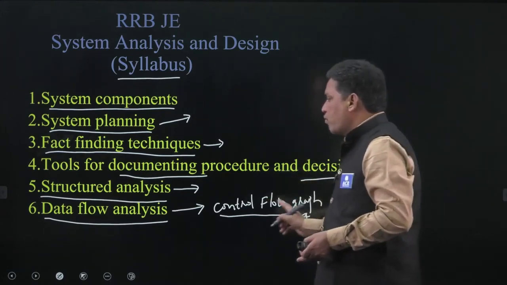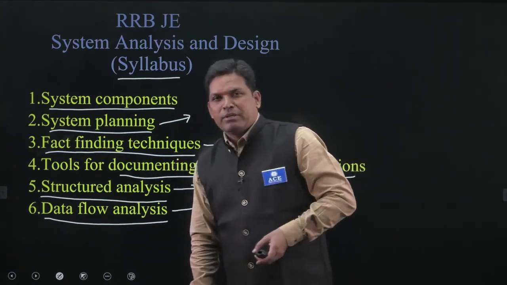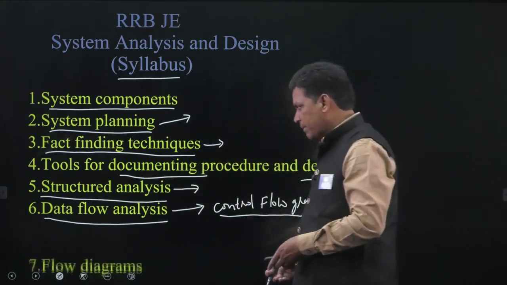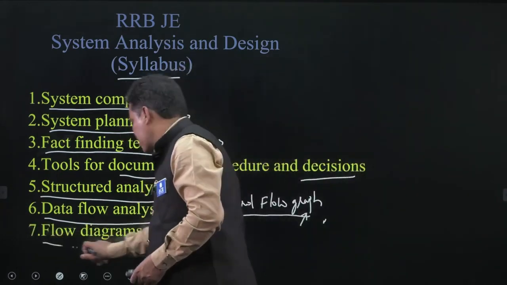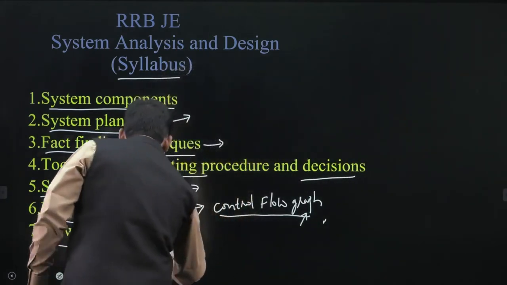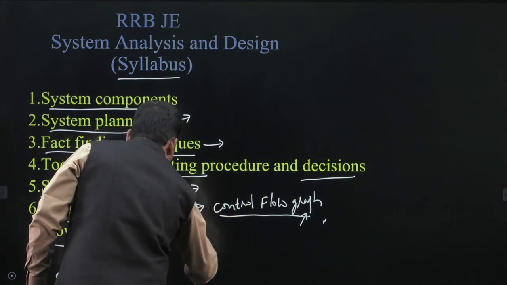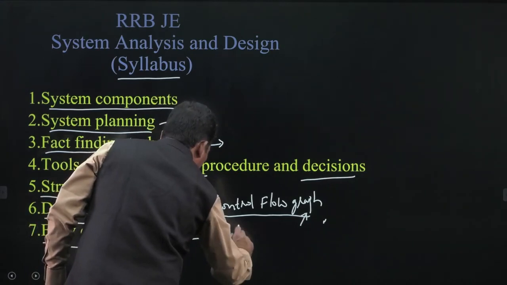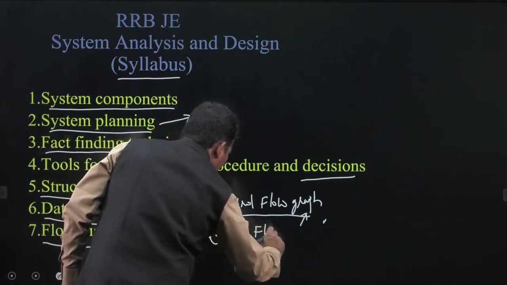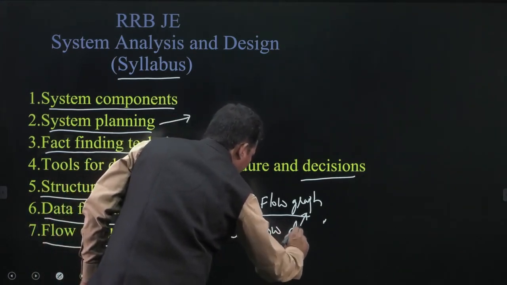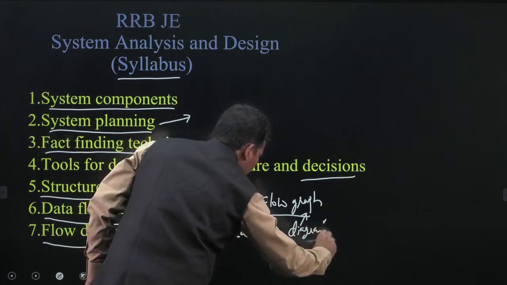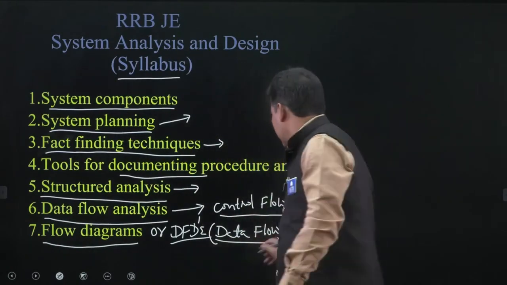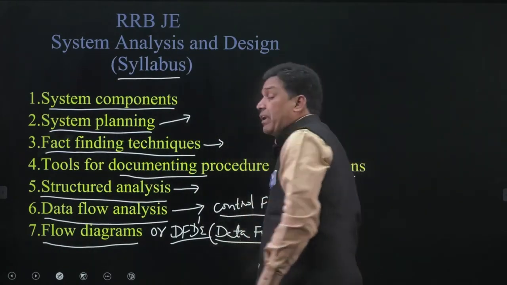So using this control flow graph, data flow analysis will take place. That means gathering pieces of information for development of the software system. Coming to the next topic, flow diagrams. Flow diagrams are nothing but DFDs. So what is the importance of these DFDs? DFD stands for data flow diagram. The importance of these data flow diagrams is that they show data flowing from where to where.